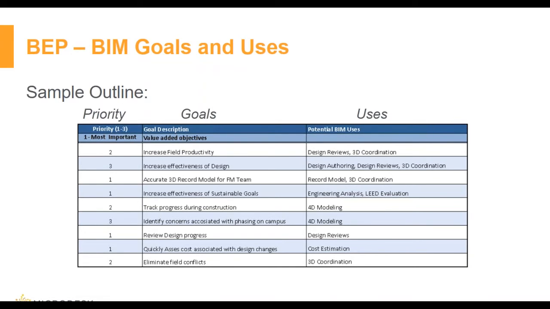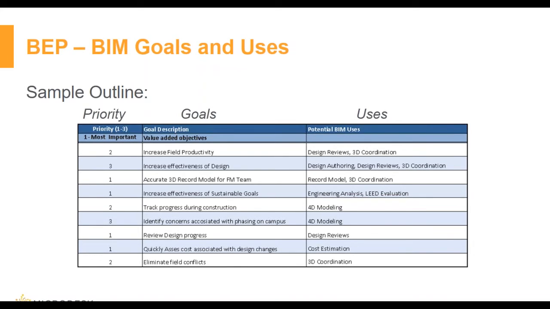And then we move forward to the column on the right, which is the BIM uses. It's a method of applying BIM to complete that particular goal. So you ask yourself, what can we do with this BIM model by achieving that goal? How are we using the additional data?